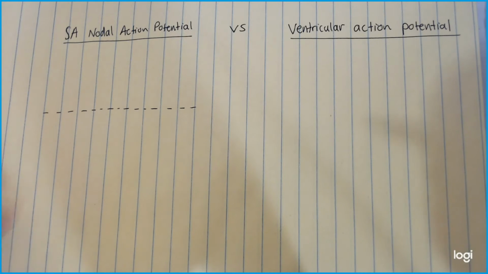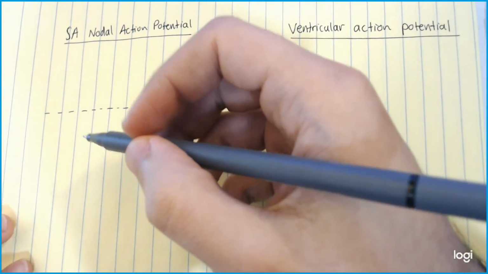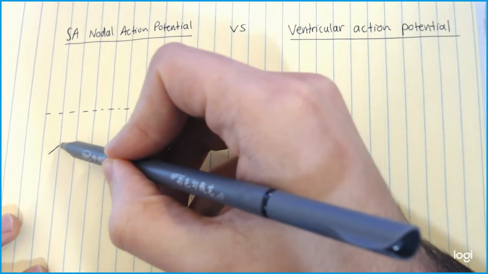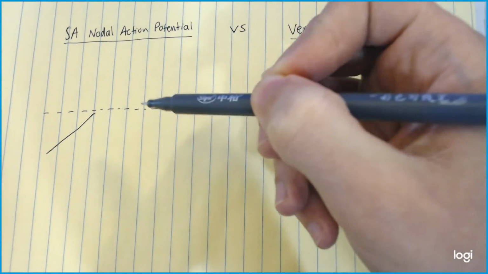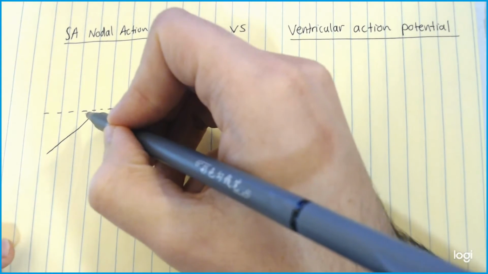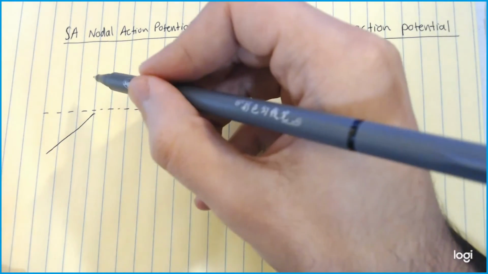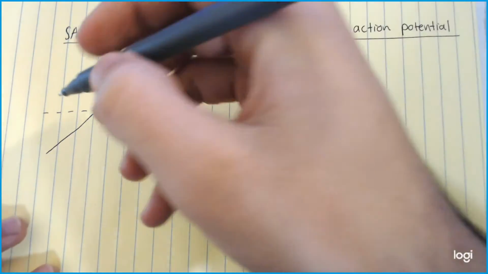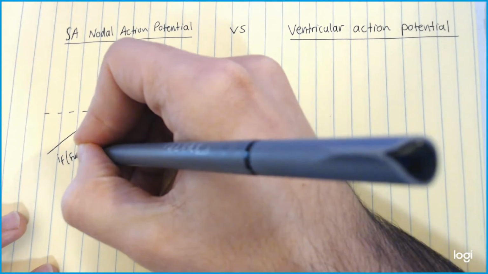So starting with the nodal, there's three phases that we have to know. We're going to start with the rising phase, and that one's phase 4. If we draw a line up, this dashed line is the threshold for an action potential. So phase 4 is just a slowly rising, right? You see how it's not straight up. So it's a slowly rising depolarization, and that one's caused by what we call the IF current, or the funny current.